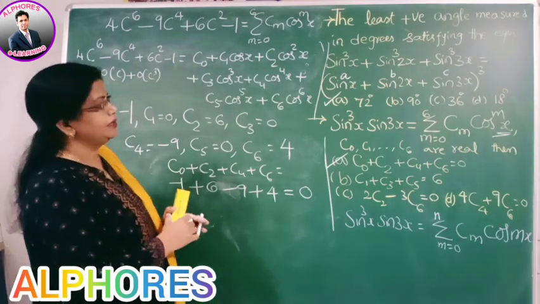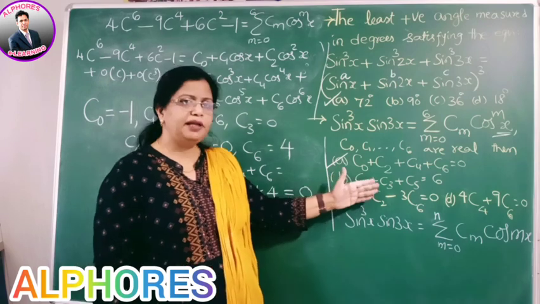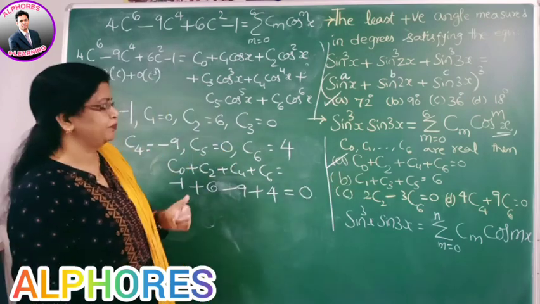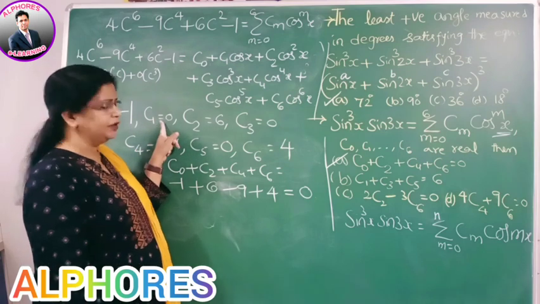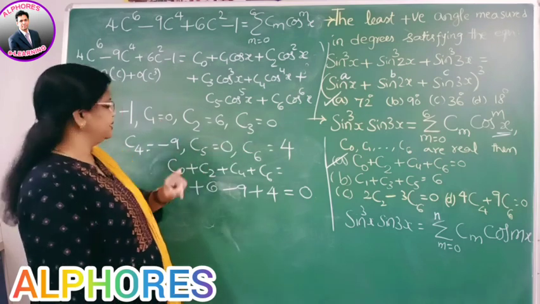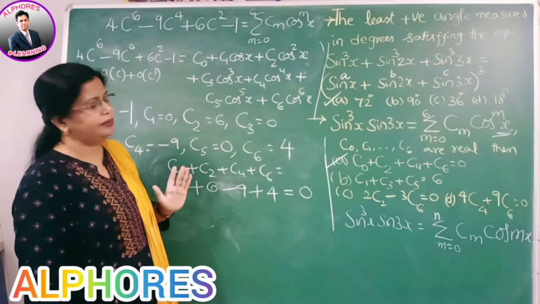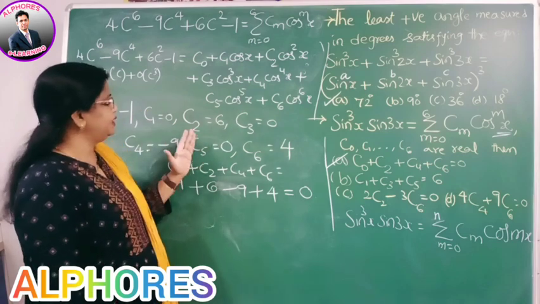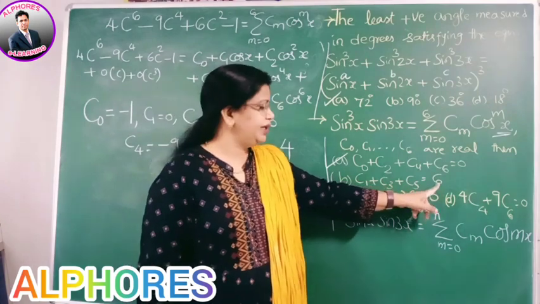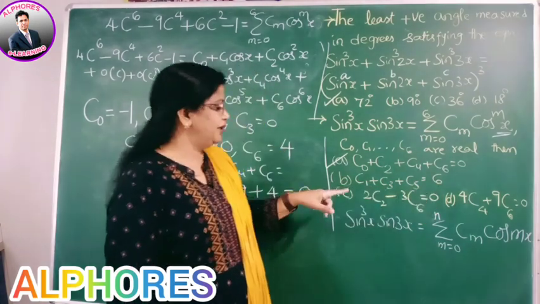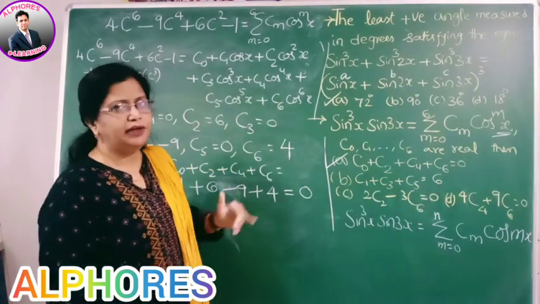Next one, C1 plus C3 plus C5 equal to 6. Then what value you are having? C1 is 0 and next C3 0, C5 also here 0. That means sum of these three odd suffix values is nothing but how much? 0, but they gave here how much? 6. That means this is not our right option.